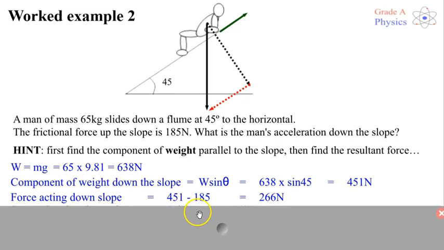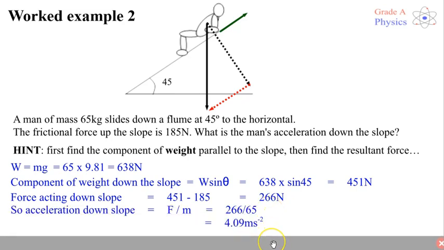Right, so the resultant force acting down the slope. So we've got 451. If this was starting from zero velocity, or if it was a friction-free or limited friction slope, then it would just be 451 acting down the slope. But we have 185 acting up the slope over here, so we need to subtract that from 451 to get 266. That is our resultant force.